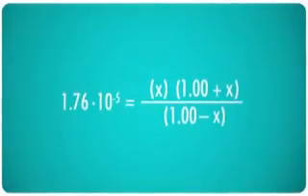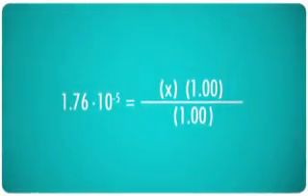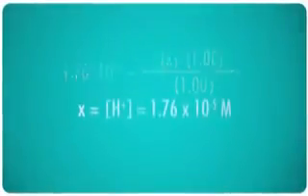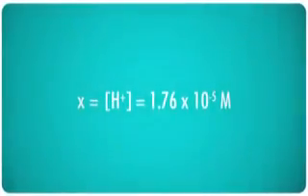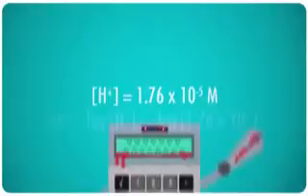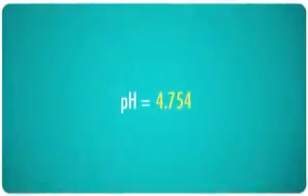If we go back to where we plugged in all the numbers and simply drop the two X's that are being added and subtracted, the rest of the problem cancels out, leaving X to equal 1.76 times 10 to the negative fifth. The rest is a breeze. With a couple of taps of the calculator, we find that the pH is 4.754.